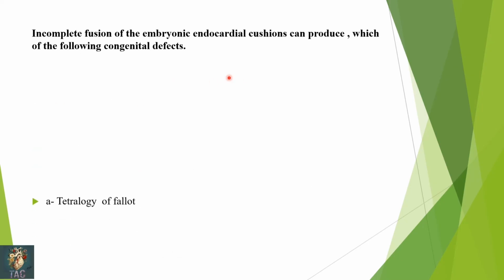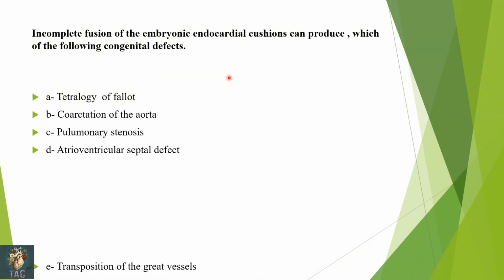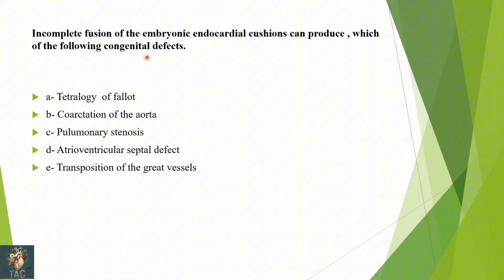Next MCQ is that the incomplete fusion of the embryonic endocardial cushions can produce which of the following congenital defects? That may be tetralogy of Fallot, coarctation of the aorta, pulmonary stenosis, atrioventricular septal defects, or transposition of the great vessels. So most commonly it affects the atrioventricular septal defects, and this is the answer.